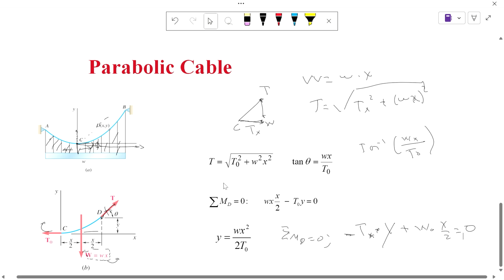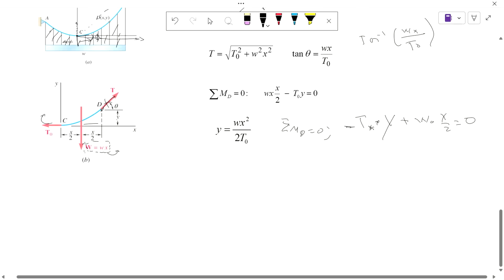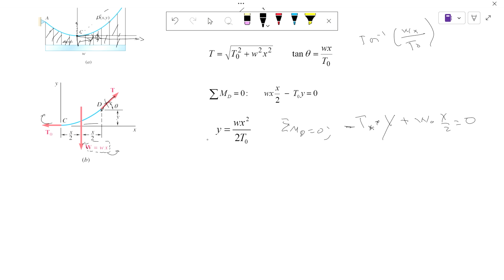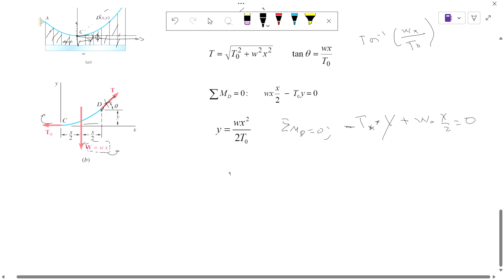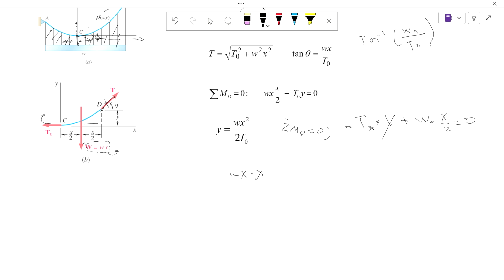But if you notice, we need to replace the capital W for the little w. The force is really the whole area under the curve, so this should be pretty straightforward. So W times x squared, W is small w times x squared is equal to the other side, Tx times y. This is really w x squared over 2 is equal to Tx times y. So if they want to find y, which they have it here, trying to get back to the same point, it is w x squared over 2 Tx.